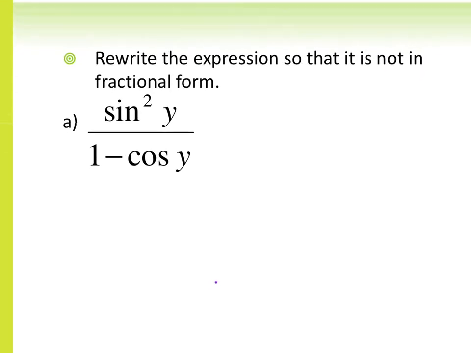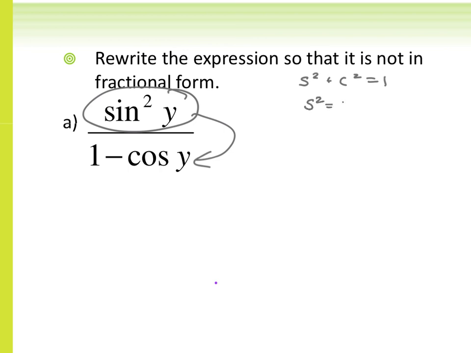There's nothing else we can replace 1 minus cosine with, which means we're going to do what? Replace the sine squared. So how do I replace sine squared so that's going to help me with that denominator? Sine squared plus cosine squared equals 1. What would sine squared equal? 1 minus cosine squared. Good. So I do 1 minus cosine squared y over 1 minus cosine y.